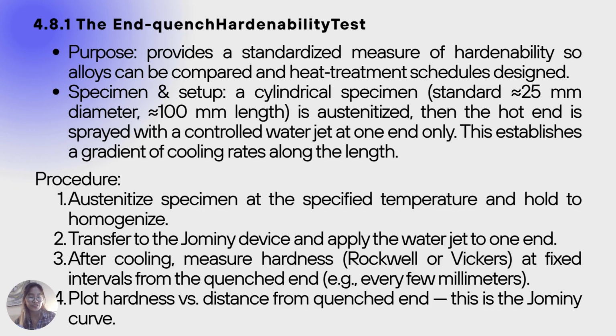The procedure is: first, the austenite specimen is heated at a specific temperature and held to homogenize. Then it's transferred to the Jominy device and a water jet is applied to one end. After cooling, measure hardness, Rockwell or Vickers, at fixed intervals from the quenched end. For example, it could be at every few millimeters. Then fourth, plot hardness versus distance from the quenched end. This is the Jominy curve.